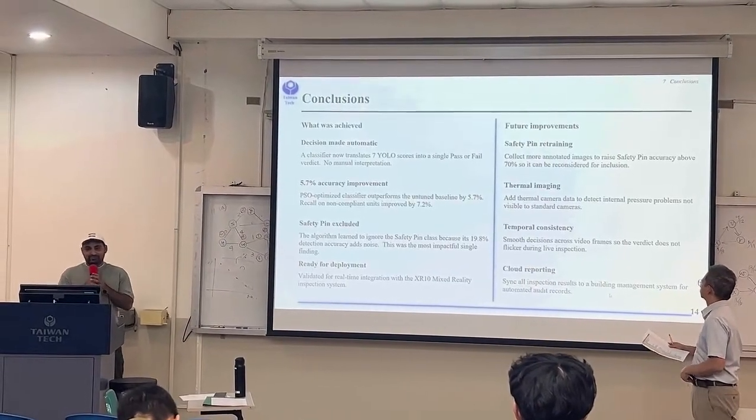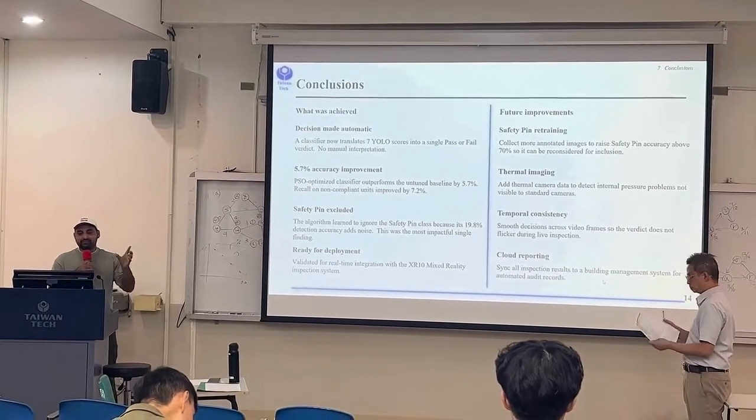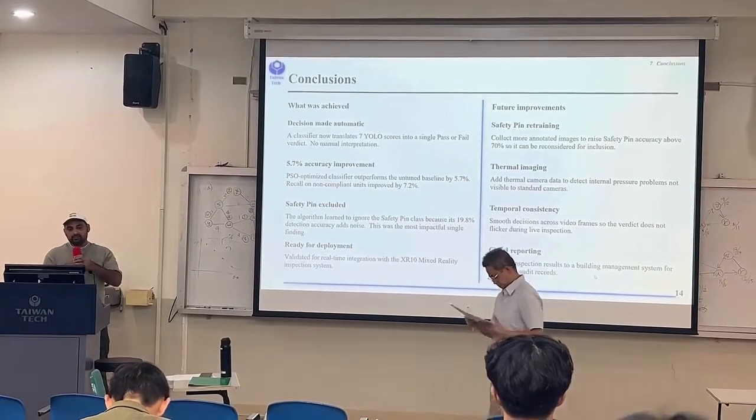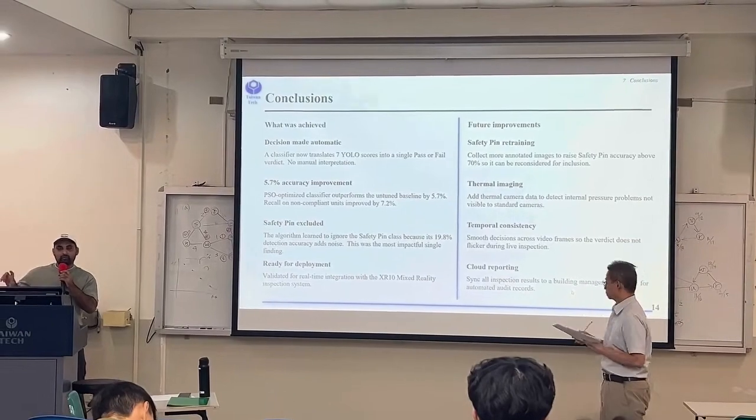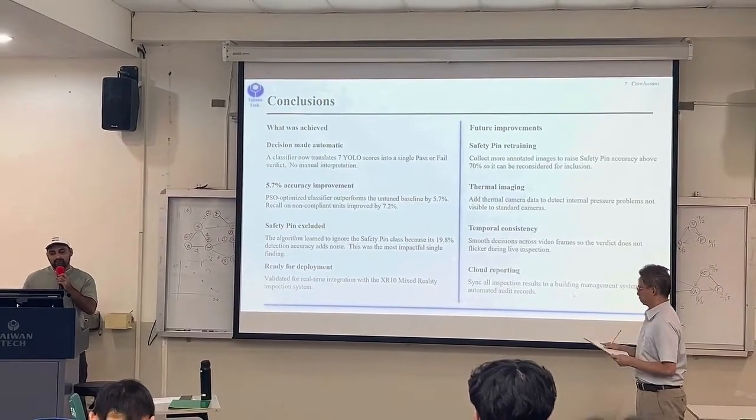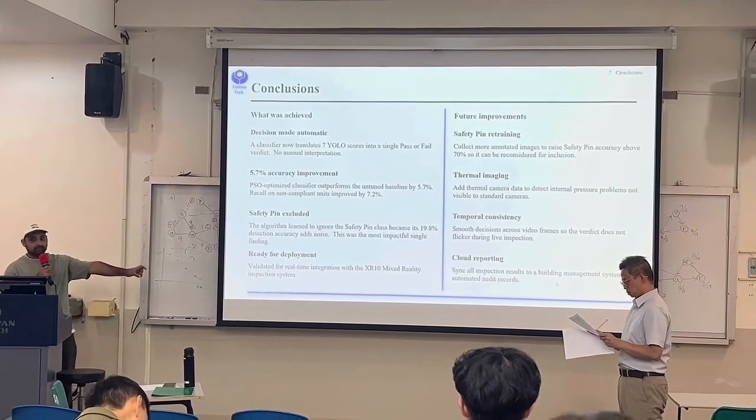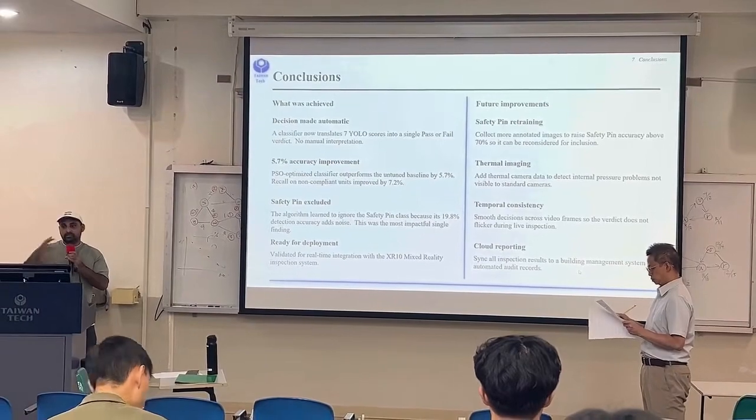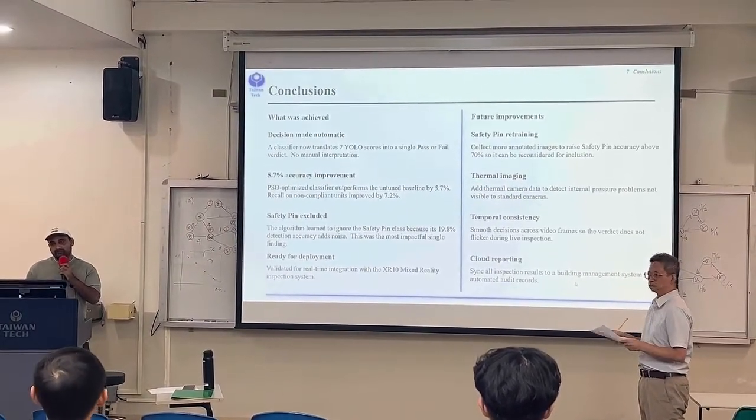So what was achieved in the project? The classifier now translates 7 confidence scores at the same time into a single pass or fail verdict, replacing manual interpretation. A 5.7% accuracy improvement was found in layer 2, and the safety pin was excluded because its confidence was only 19.7%, not more than 80%. Now it's ready for deployment, and we can use it for the inspection.